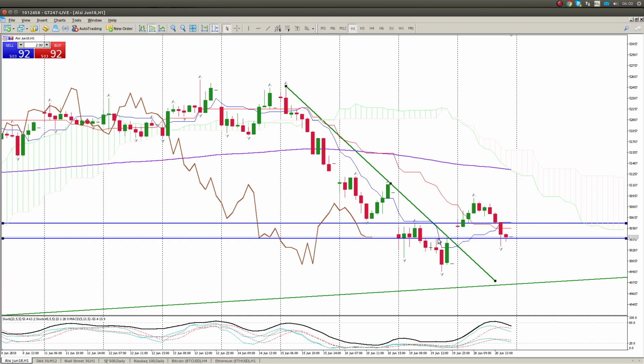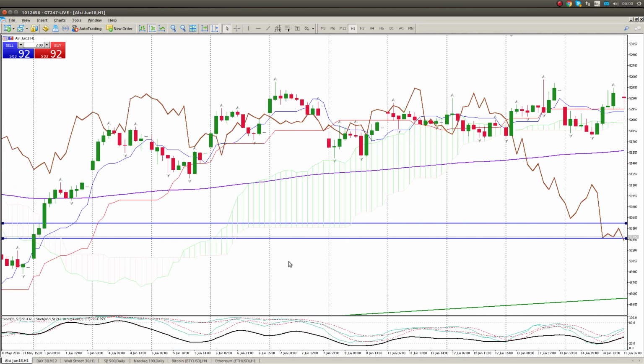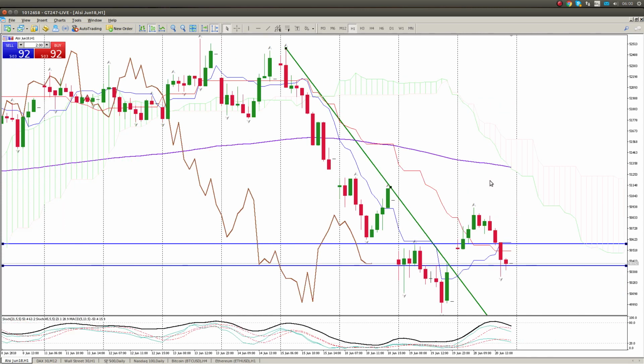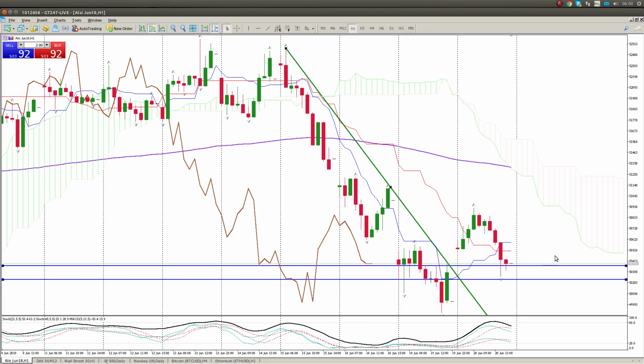You can see we've got 1, 2, 3 tails that touch it. So that is the resistance and support line. So that was resistance. It's now turned into support. Okay, so essentially I'm still looking for longs, and we'll see what happens in this area here.